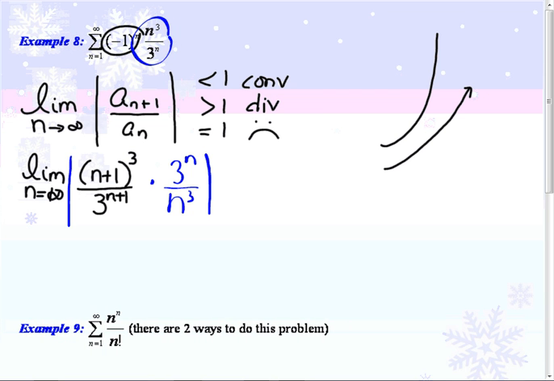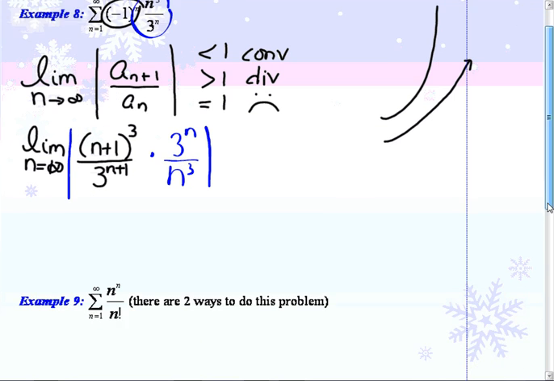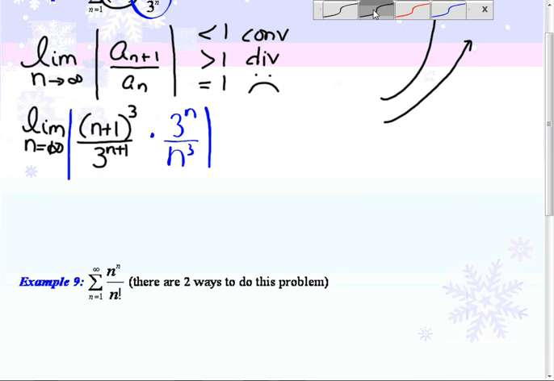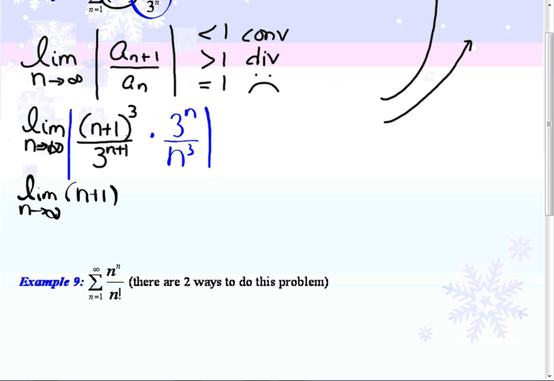Okay, so let's go ahead and simplify it. This is all algebra. It's not that bad. I will give you my hints. You can do it however you would like. I don't need the absolute value because these are positive. And as n approaches infinity, I write the factors that are similar. The n plus 1 cubed is similar to n cubed. So I write it this way: n plus 1 cubed over n cubed. And the 3's, those are similar.